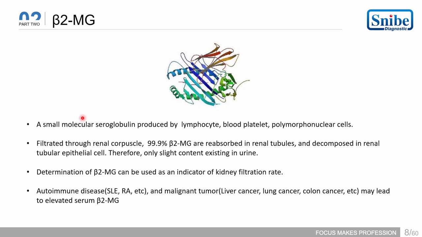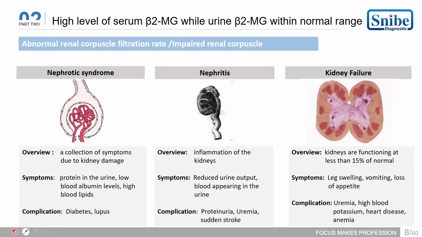So autoimmune diseases like SLE, rheumatoid arthritis, and malignant tumors like liver, lung, and colon cancers may lead to elevated serum beta 2 microglobulin. So these are early markers for such examples of carcinoma and some other diseases.